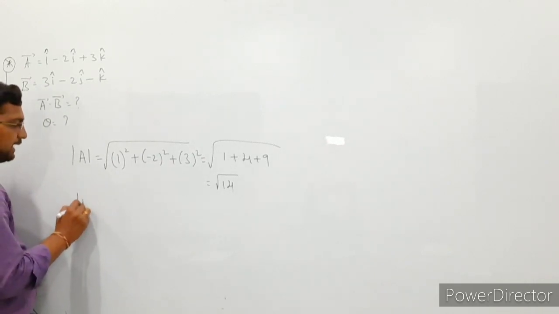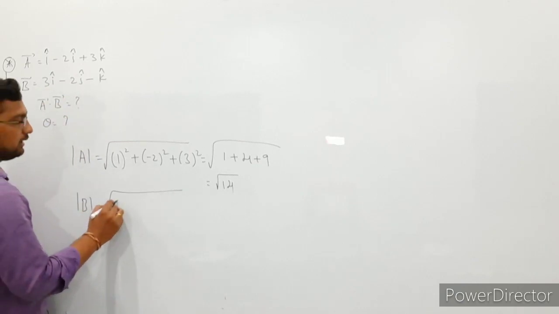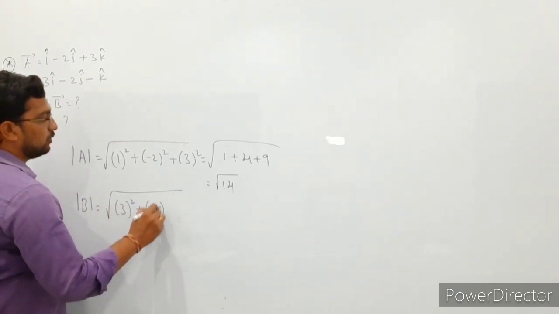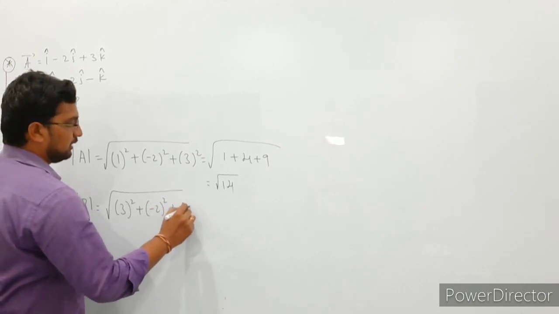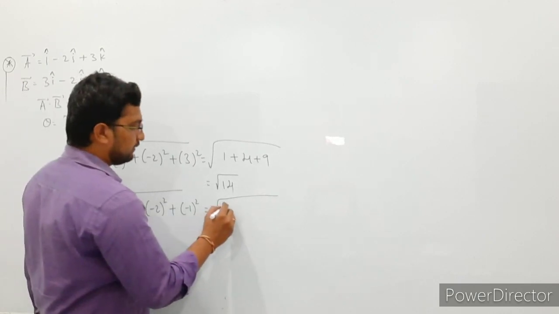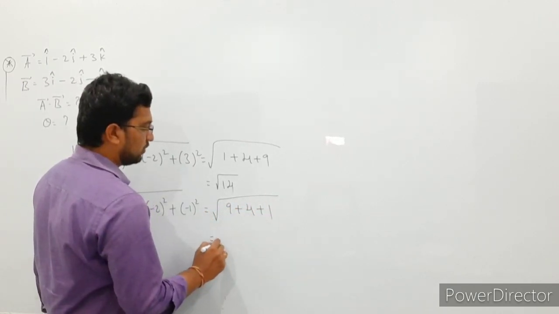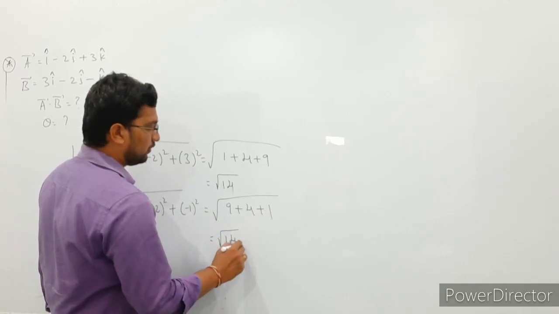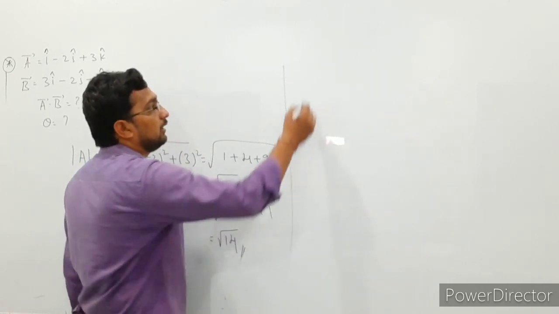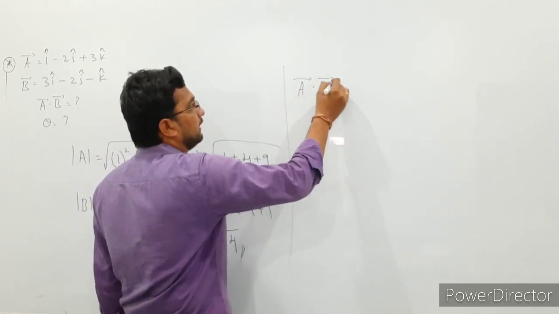So next, the magnitude of b value. That is equal to under root of 3 square plus minus 2 whole square plus minus 1 whole square. This is equal to under root of 3 square is 9, plus 2 square is 4, plus 1. So this is equal to under root of 14. Okay. The next one, a vector dot b vector.